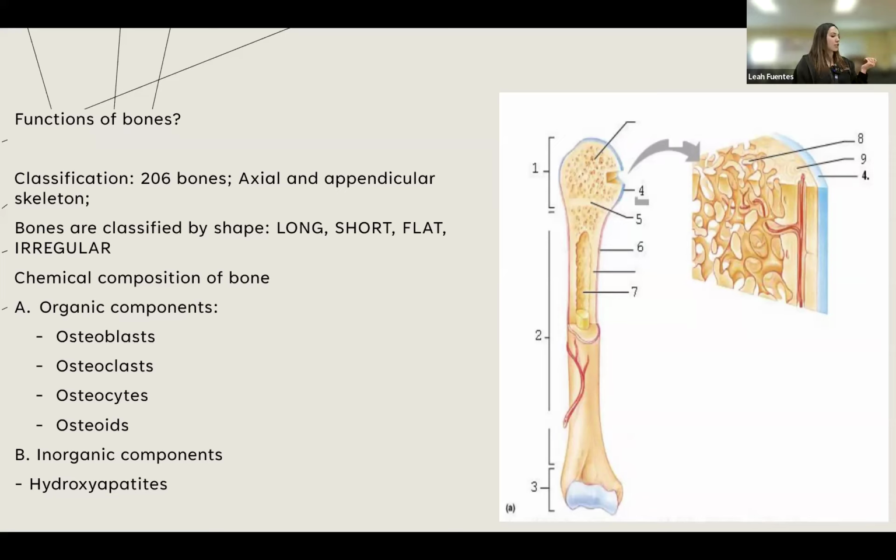So again, osteoblasts have a role in forming new bone. Osteoclasts are bone destroying cells. They have a role in remodeling and healing. Osteocytes are mature bone cells, and these play a role in maintaining bone structure.